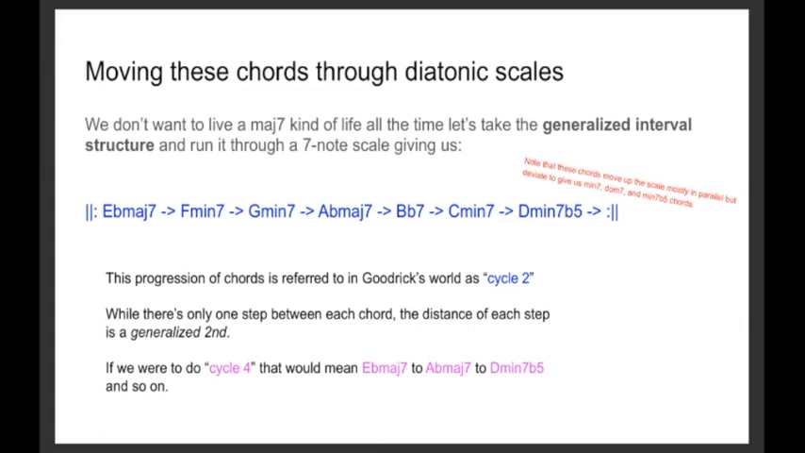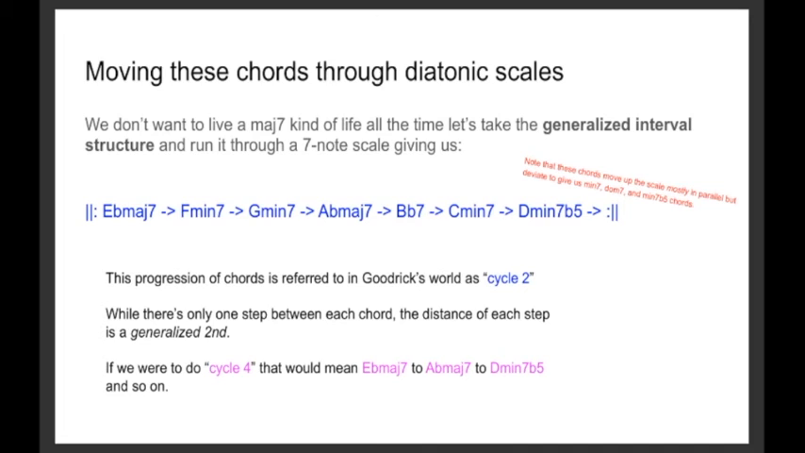Now, this progression is basically what Mick Goodrick, in his excellent encyclopedia of chords and voice leading, the Good Chord series, would call a cycle 2. And I don't think this is that confusing, but just to make sure that everyone's clear, the reason this is a cycle 2 instead of a cycle 1, even though it's moving up one step, is because each single step is a generalized second.